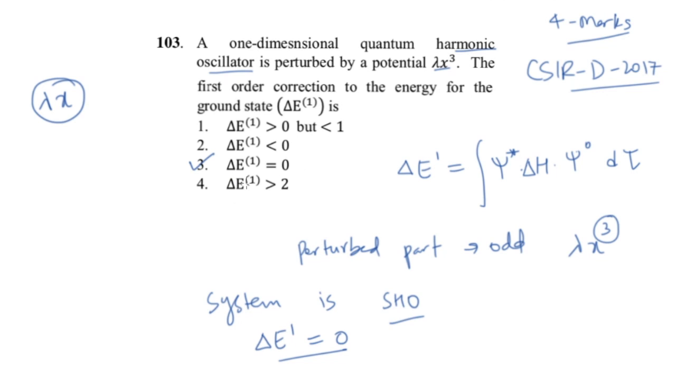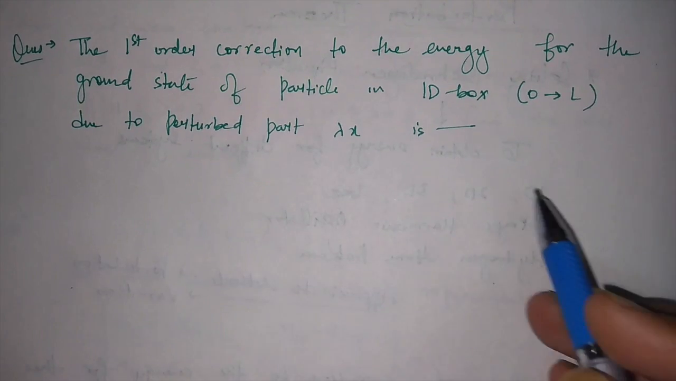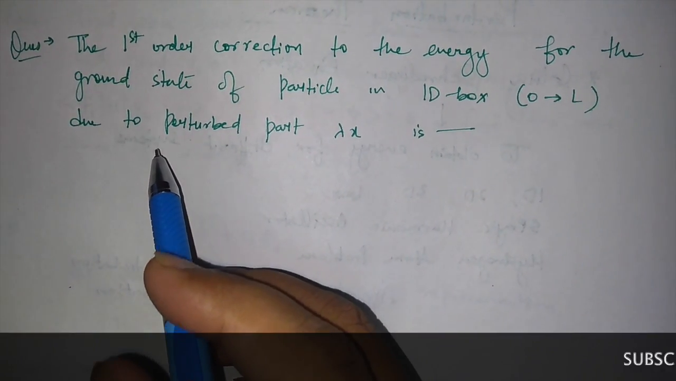Now let's take a question where the system is not a simple harmonic oscillator, where the system is something different. So let's try to see over there how we can find out our first order energy correction in that case. Alright, so let's try to solve this particular question.